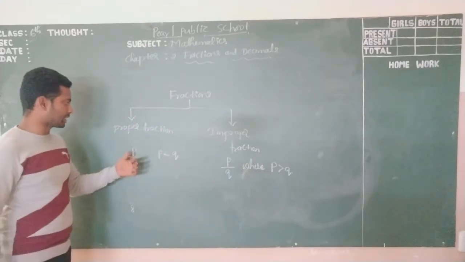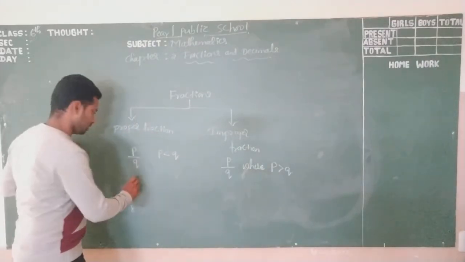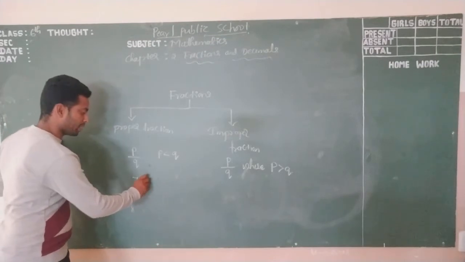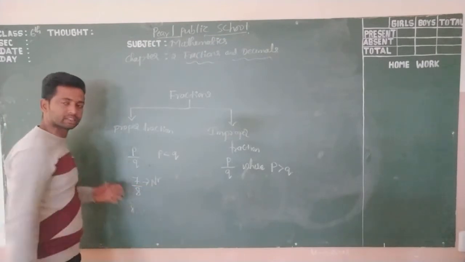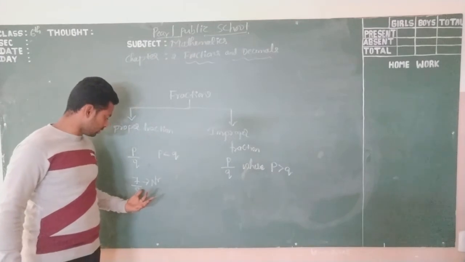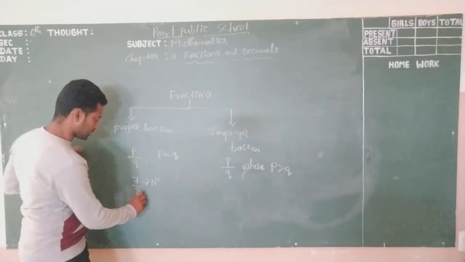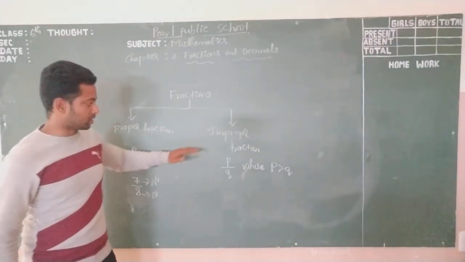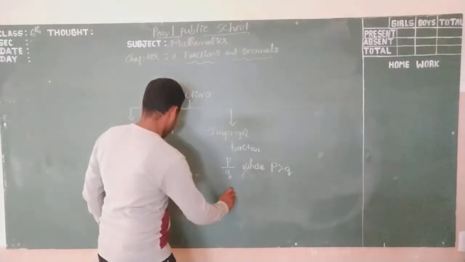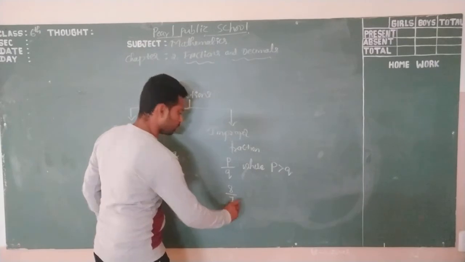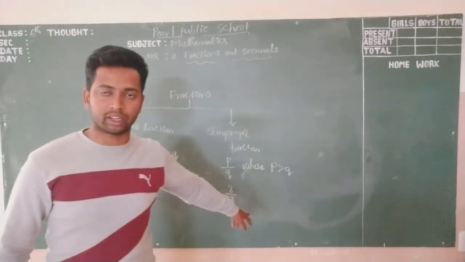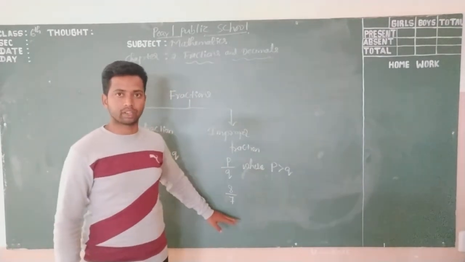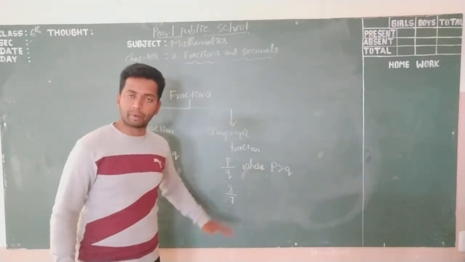If you take an example for the proper fraction, 7 by 8. Here the numerator 7 is less than the denominator, so this is a proper fraction. For an improper fraction, another example, 8 by 7. Here the numerator is greater than the denominator, 8 is greater than 7. These are improper fractions.